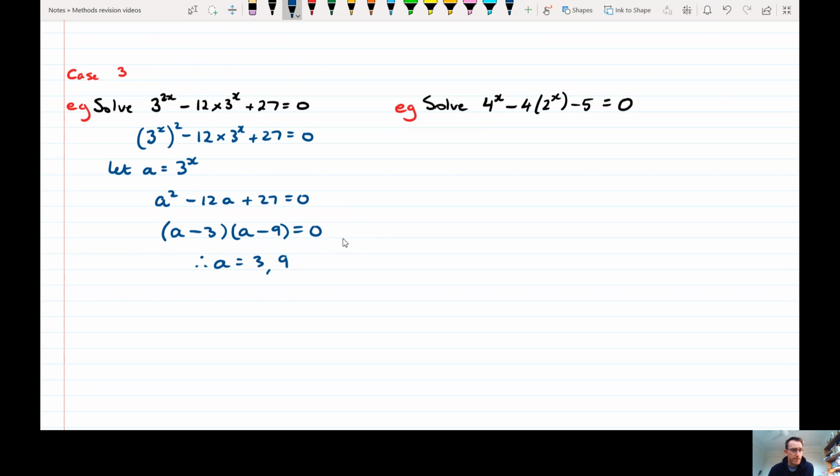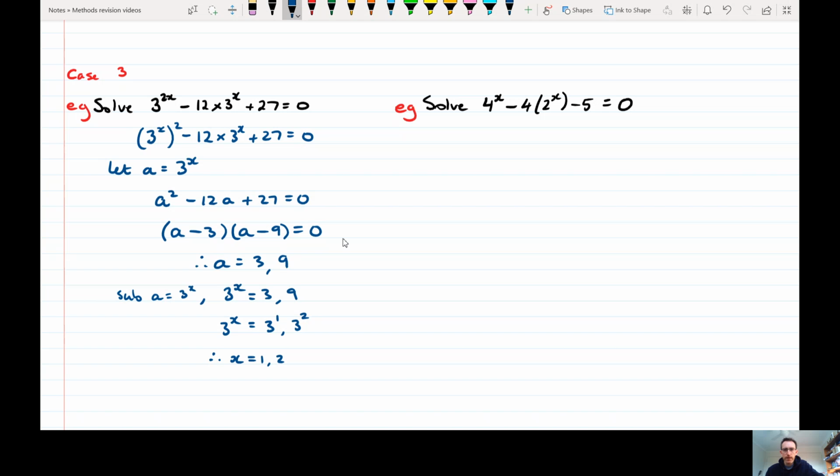But the question wasn't asking us to solve for a, it was asking us to solve for x, and we've made this substitution, this point over here. So what we're going to do now is substitute back in a equals 3 to the x. So you end up with 3 to the x equals 3 and 9. Well, that's the same as 3 to the power of 1 and 3 to the power of 2, which means that the only way 3 to the x can be equal to those is if x equals 1 and x equals 2.